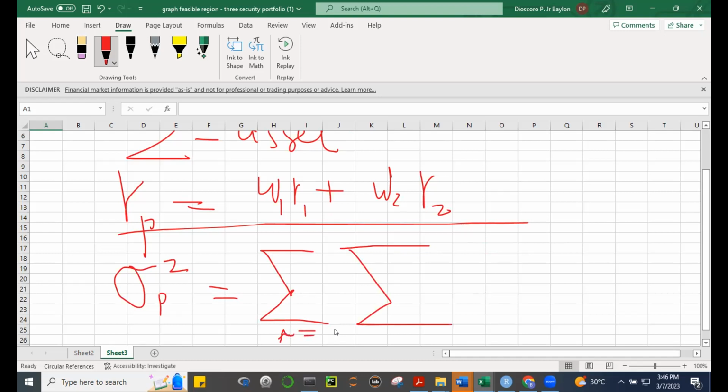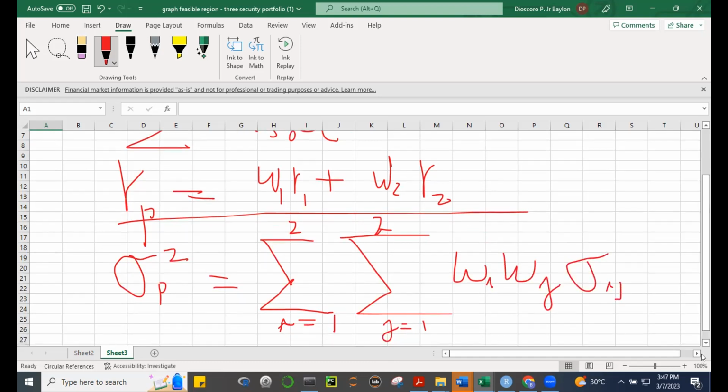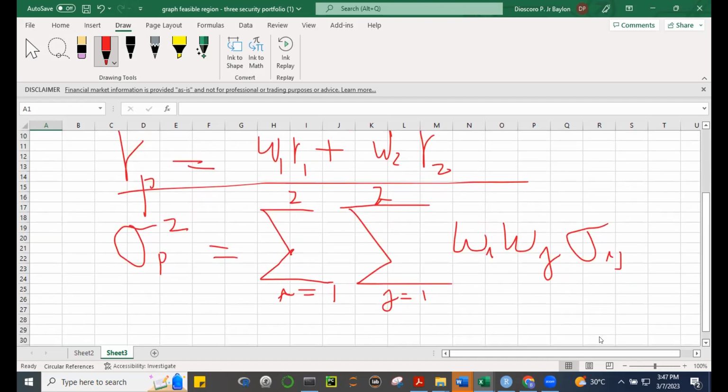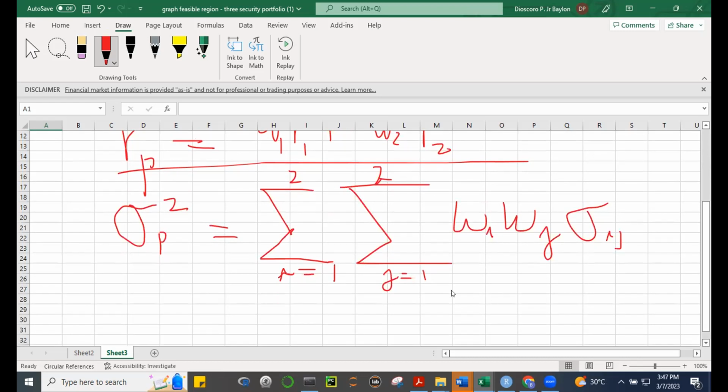So this is the formula. Your I is your first asset, equal to 1 up to 2, and your J is your second asset, equal to 1 up to 2. This is 2, by the way. W sub I, W sub J, covariance of Ij. Let's explode this formula, class. How do you compute for the variance of the portfolio? Because once you get the variance, you just get the square root of that. Then you get the risk in terms of standard deviation. And oftentimes risk is measured in terms of standard deviation rather than variance.